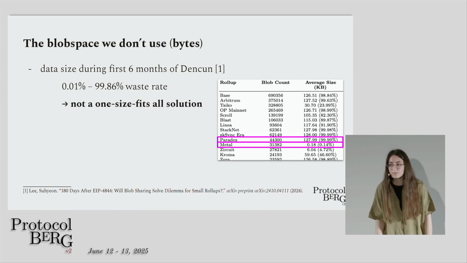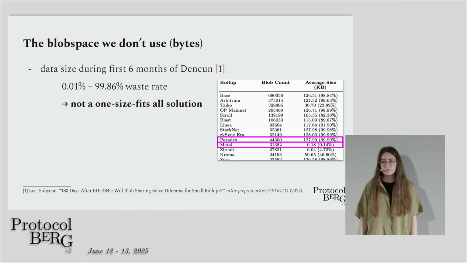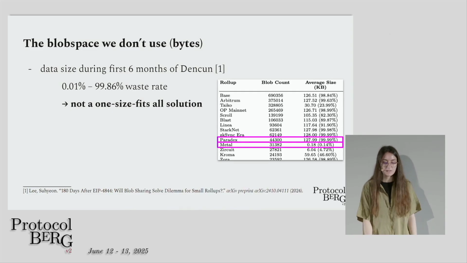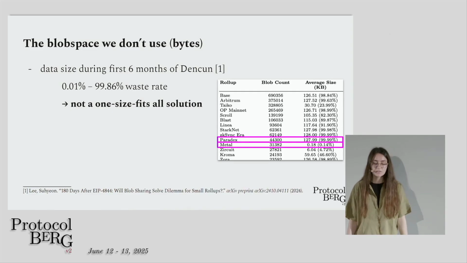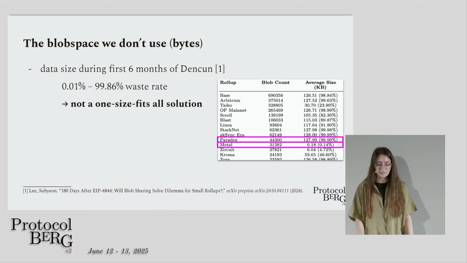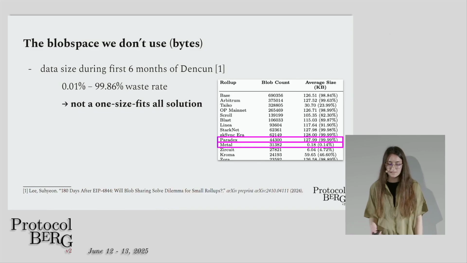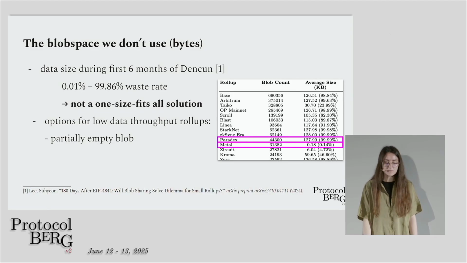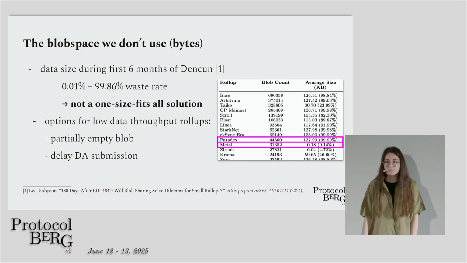And this points to the following conclusion, that blobs are not a one-size-fits-all solution. So some rollups benefit more than others. Particularly low data throughput rollups can struggle with this because they don't have enough data for how much a blob requires. And they're left with one of two options. They either submit partially empty blobs, and they just pay for 0 bytes, or they delay their DA submission until they collect enough data to actually make good use of a full blob. However, this gives bad UX.